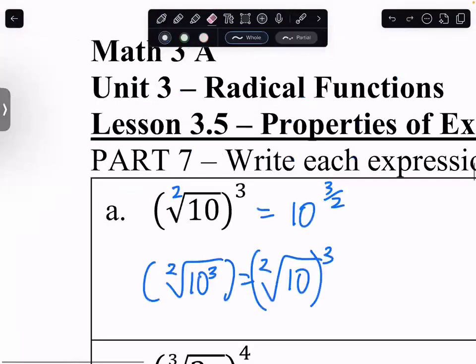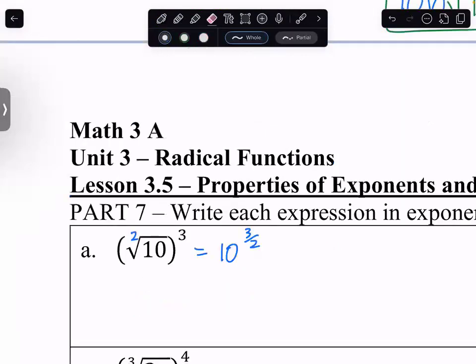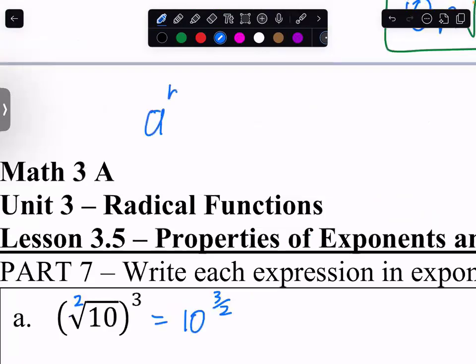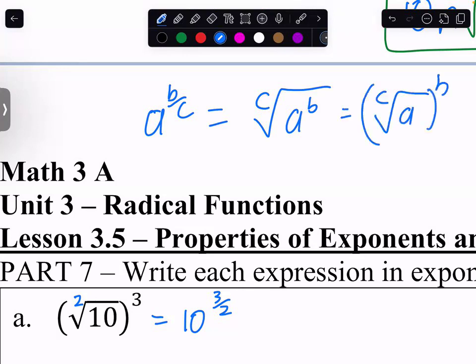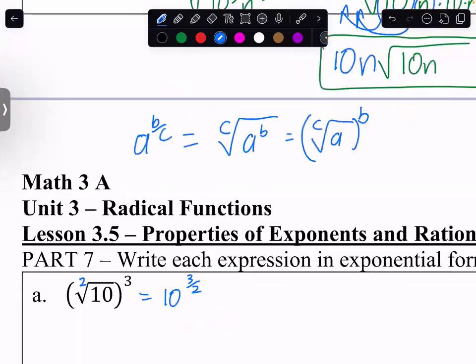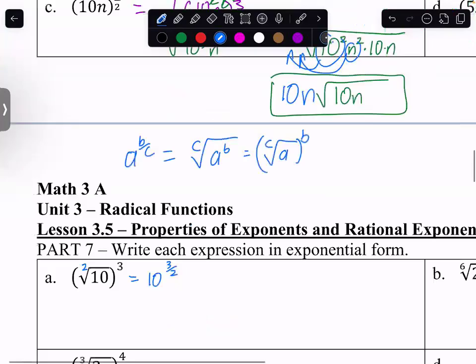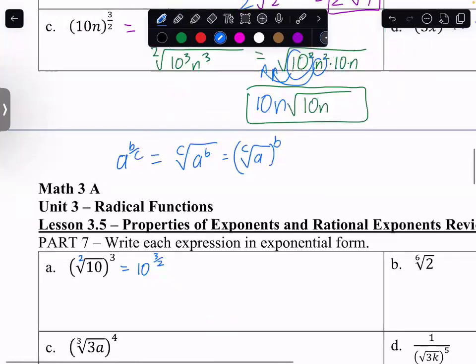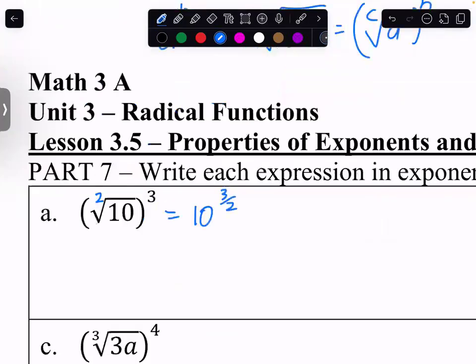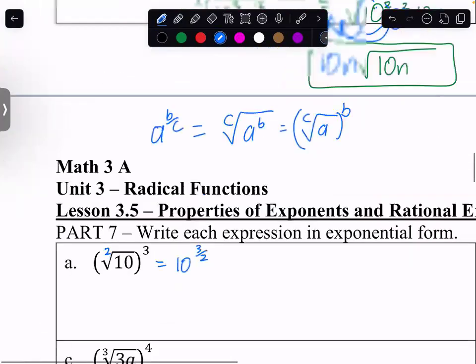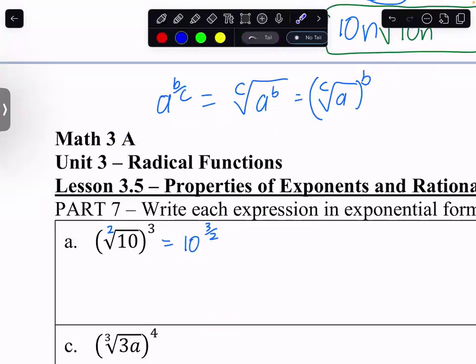Yeah. So using the same pattern as the previous page, if you have a to the power of b over c, that's equal to the cth root of a to the power of b, or again, you can write the b on the outside. Okay, so go and take just 30 seconds and try parts B, C, and D of part 7, please. Okay, so again, you can use this relationship to help you.